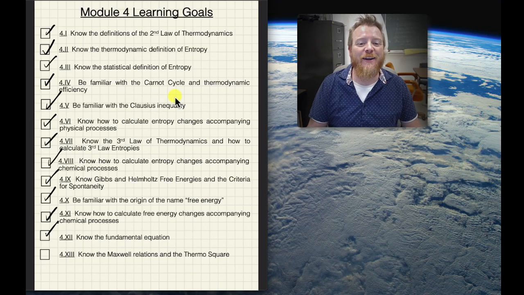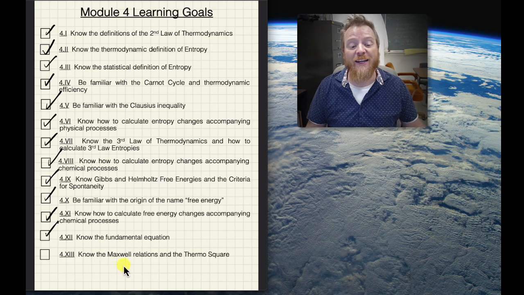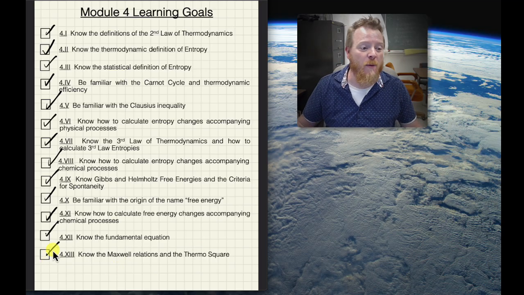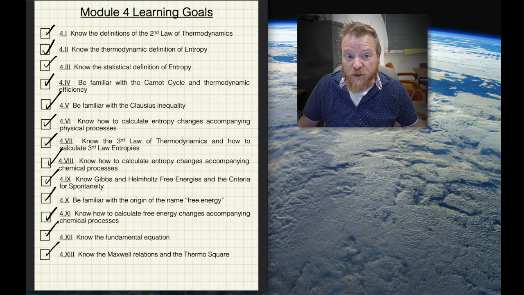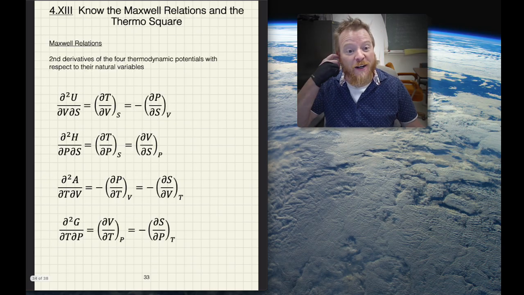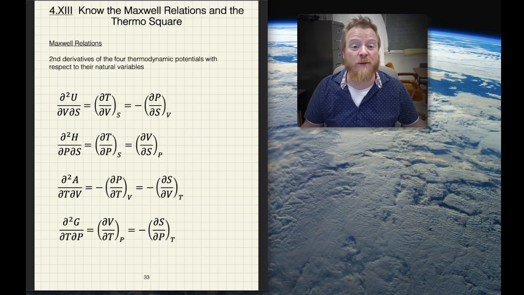Okay, in this very last video in this module, we are going to go through how we can connect the Maxwell relations and this really handy mnemonic called the thermo square. So this is not in your textbook, it's something that I learned in graduate school, and I hope that it serves you as well as it has served me.